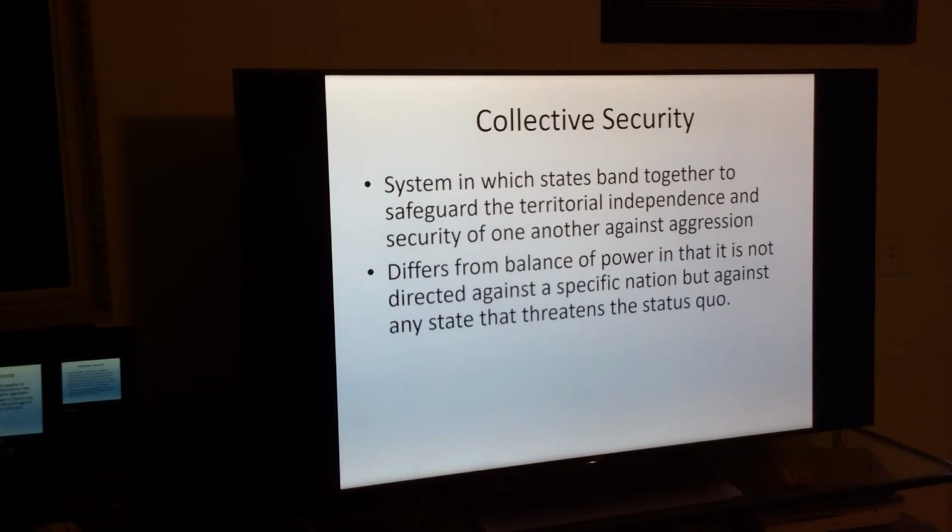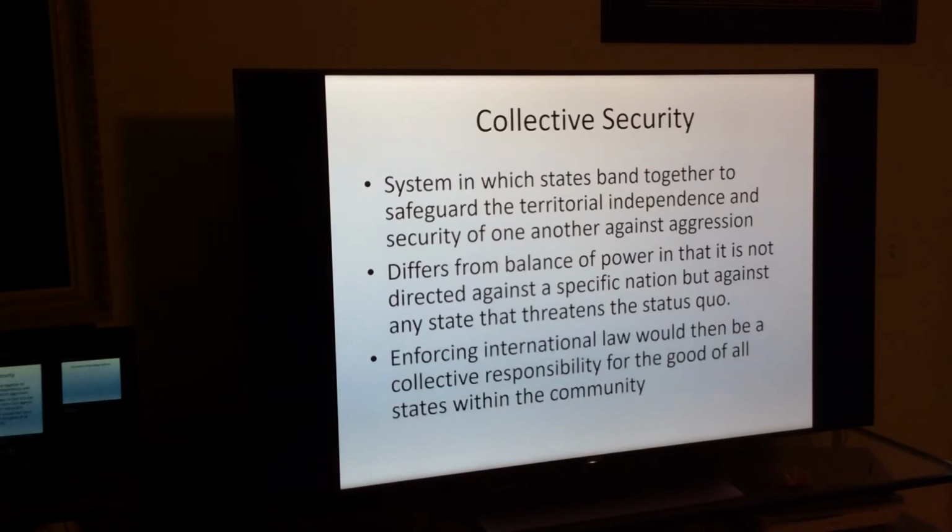It differs from balance of power in that it is not directed against a specific nation, but against any state that threatens the status quo. So it goes against states that will not just disrupt the balance of power, but disrupt peace. So enforcing international law would then be a collective responsibility for the good of all states within the community or the world.